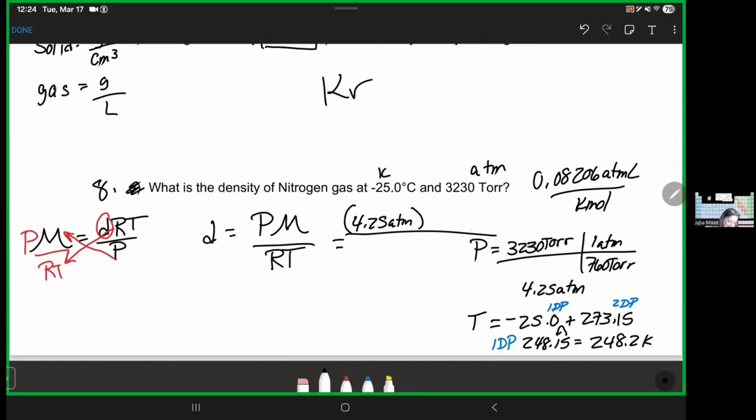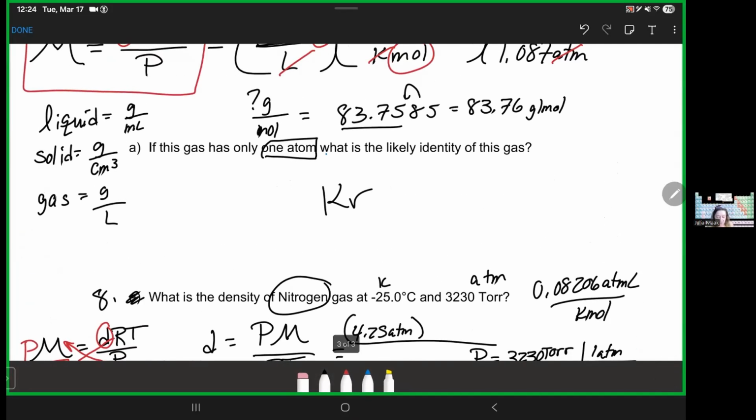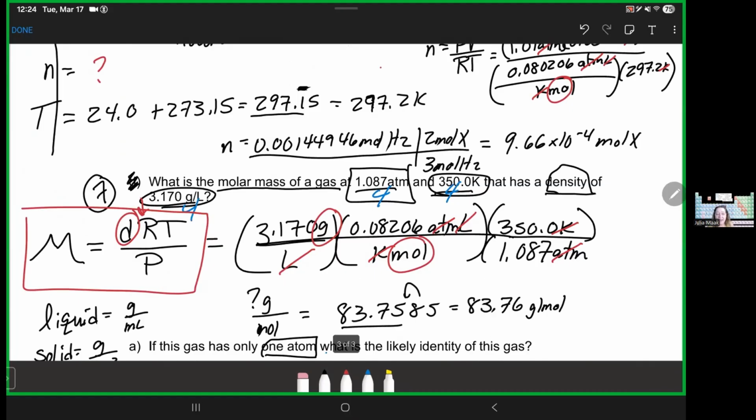My molar mass, oh, well, it's nitrogen. So we have to go calculate our molar mass. When they're asking for the density of the gas, they're going to tell you what the gas is. You have to go get your molar mass off the periodic table. Up here, we didn't know what the gas was, we were calculating the molar mass to find it.